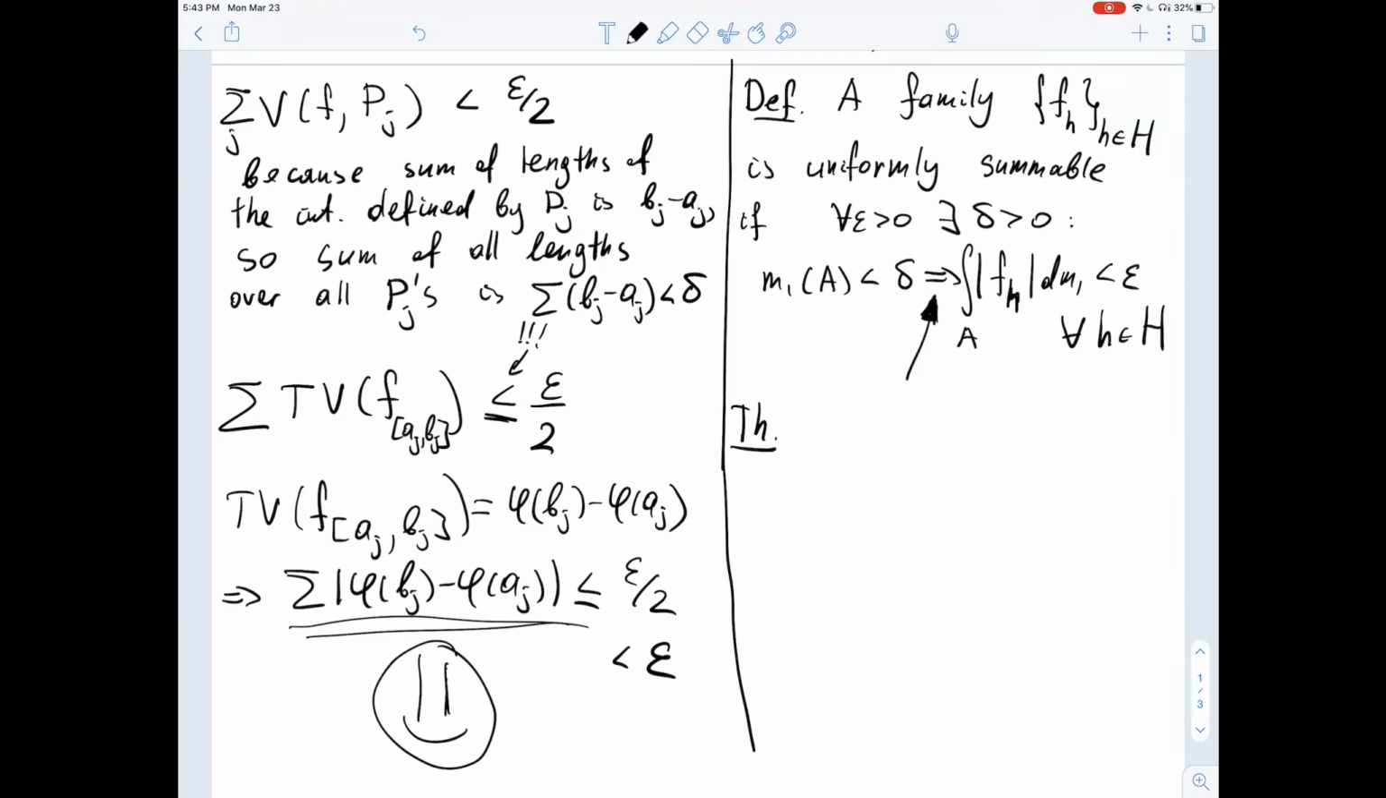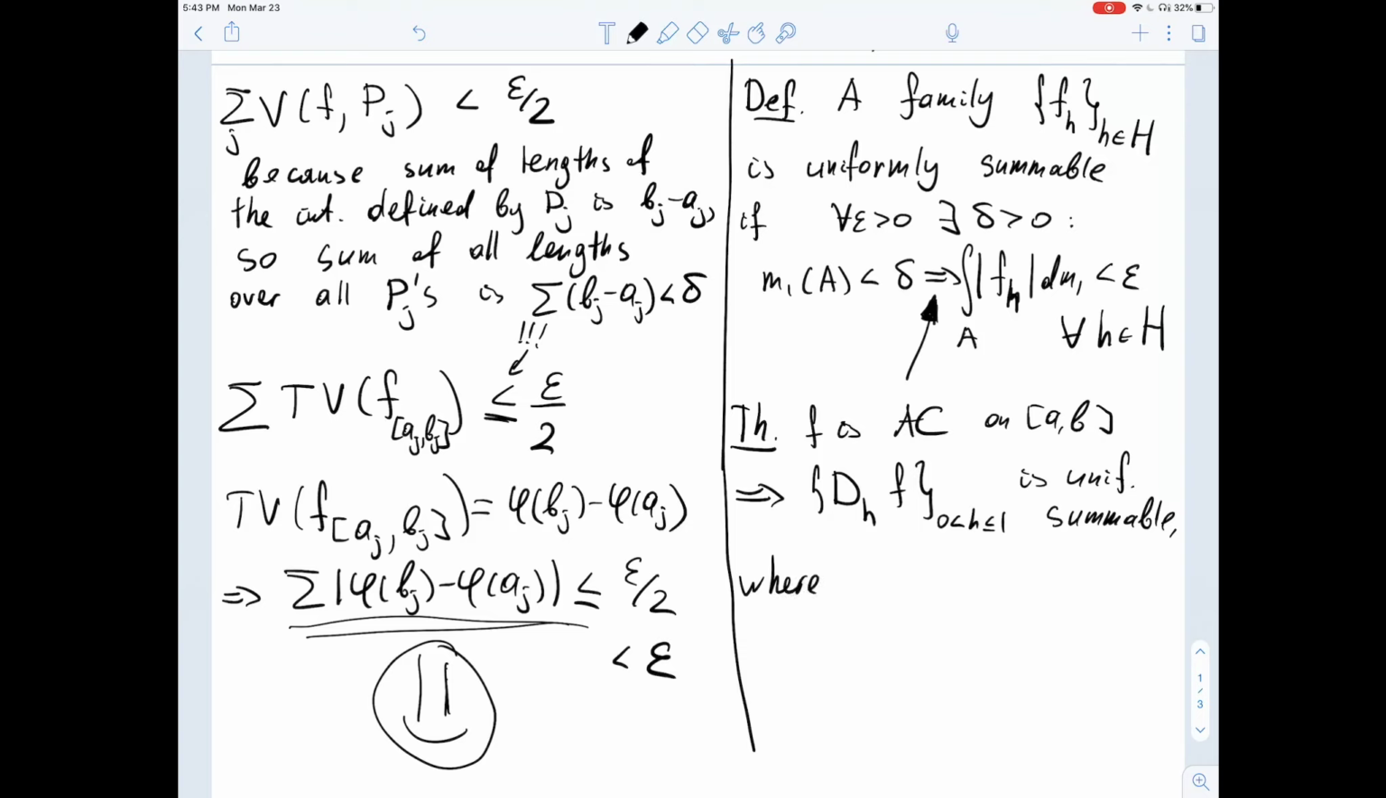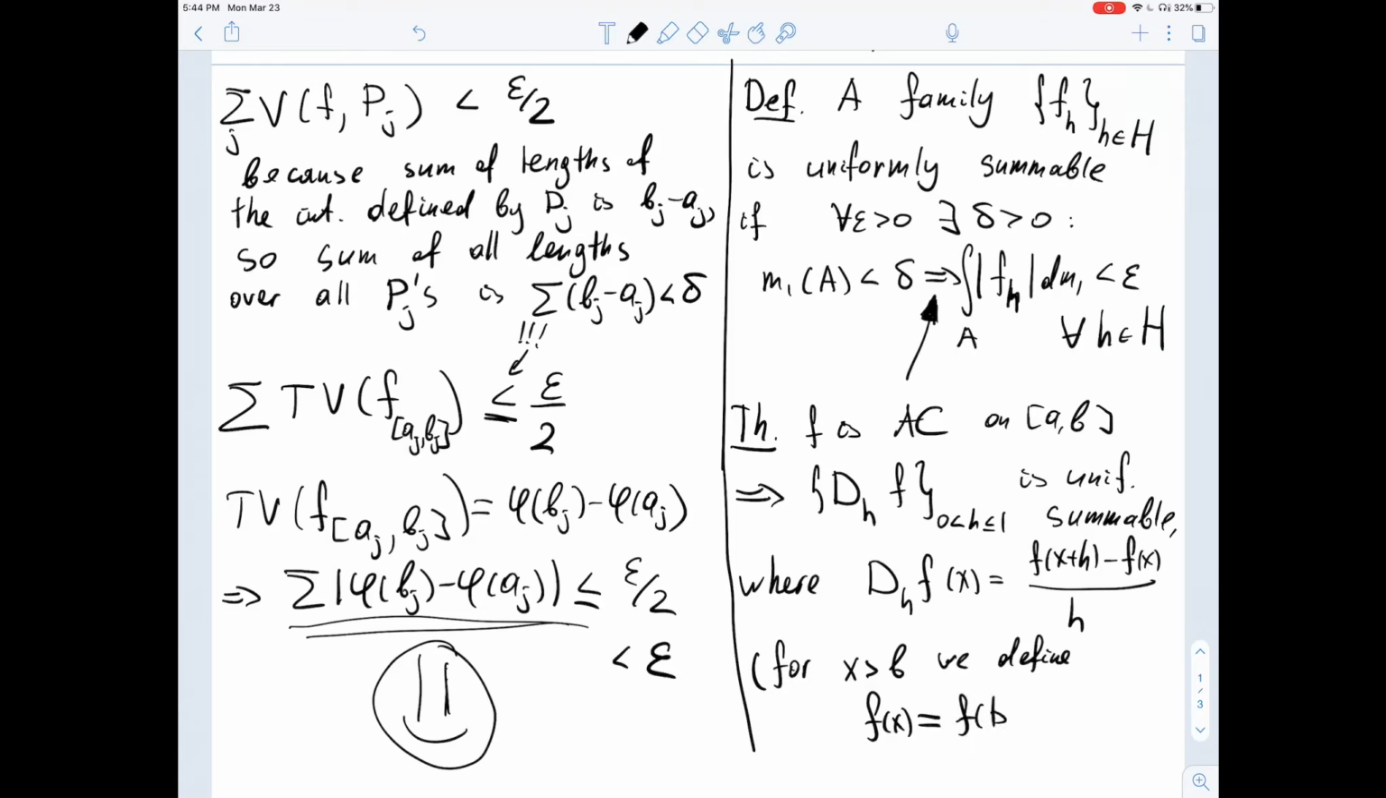Okay, and here's the theorem: f absolutely continuous on [a, b] implies that the family D sub h of f is uniformly summable, where D_h f, I'll remind, is f of x plus h minus f of x divided by h, with the usual convention that for x bigger than b, we define f of x to be equal to f of b.